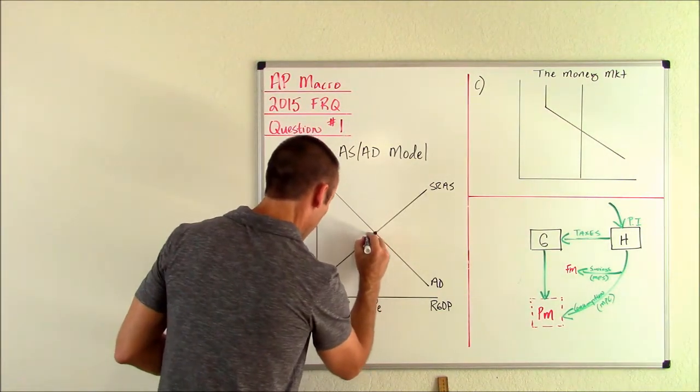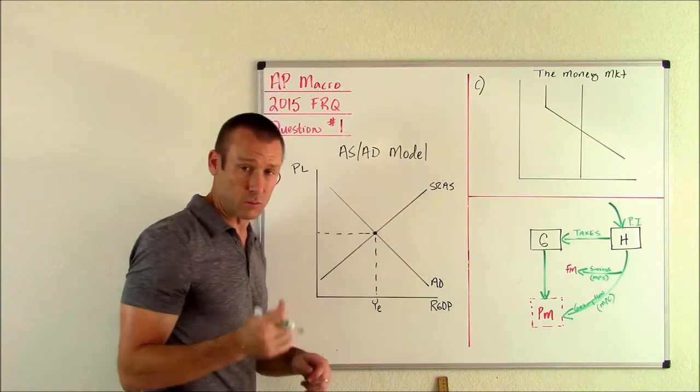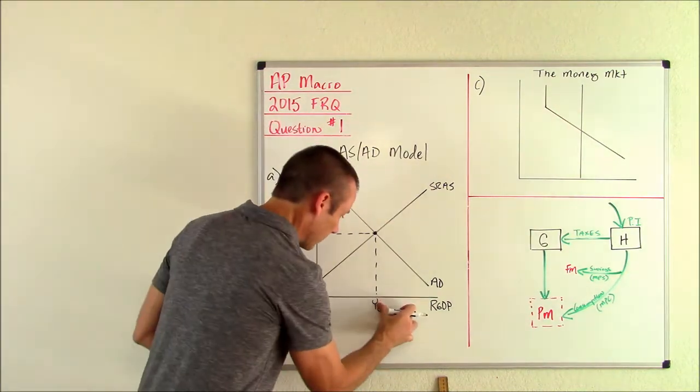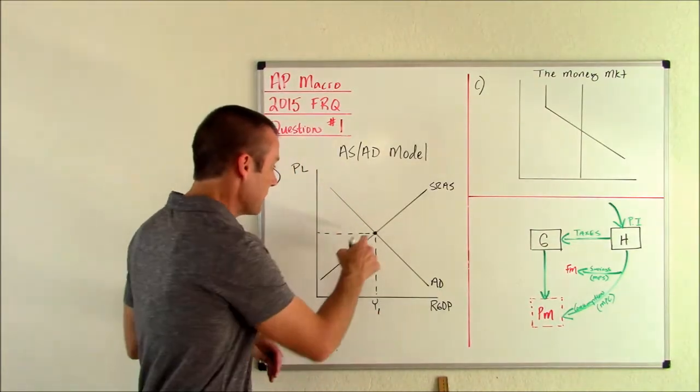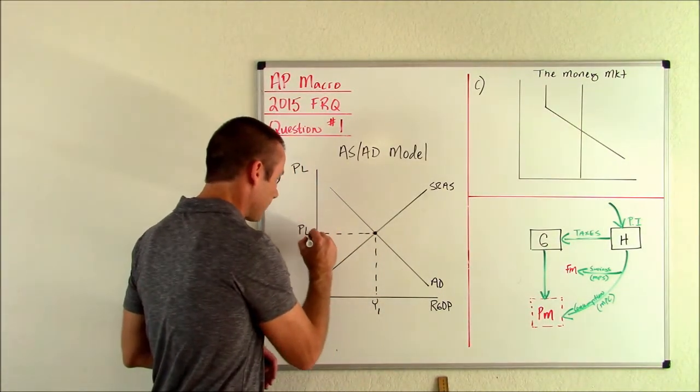Then bring this over. Oh, I'm sorry, they don't want it E1. Always go with their labeling. So, sorry, they didn't want it YE, they wanted Y1. Sorry about that. And then bring this over, price level 1.